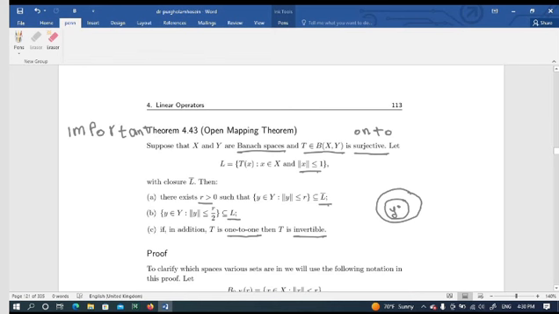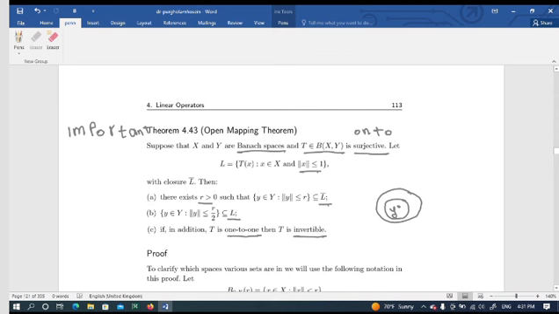Suppose that X and Y are Banach spaces and T is a bounded linear transformation from X to Y that is surjective. Surjective means onto, so the range of T must be Y, the whole Y. Let L be the set of T(x) for all x such that the norm of x is less than or equal to 1.